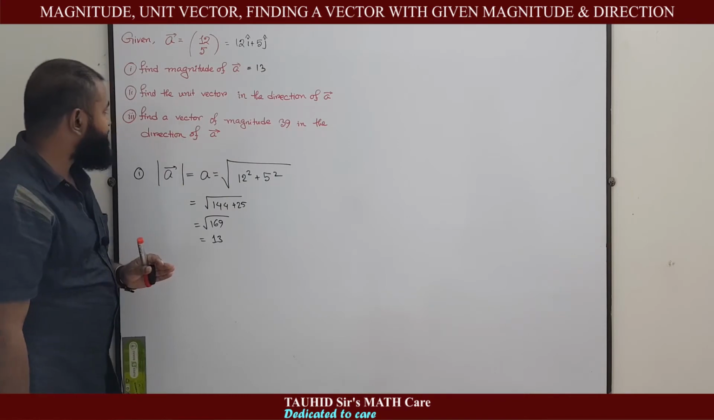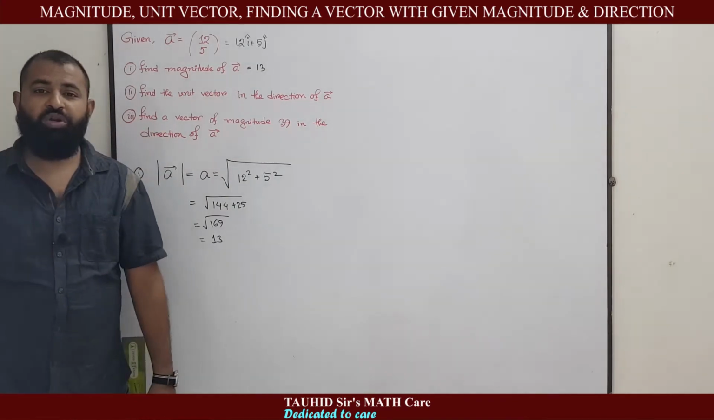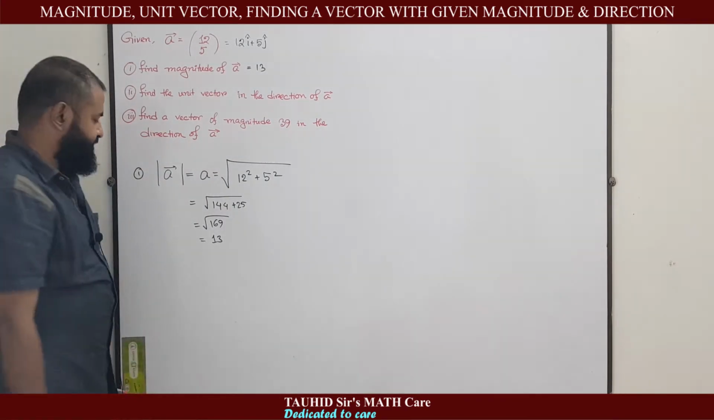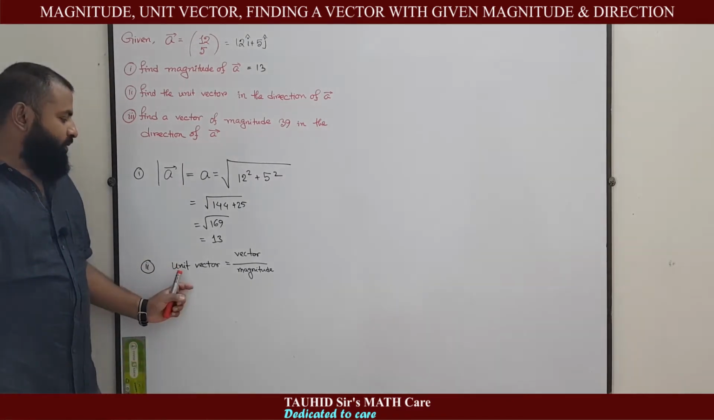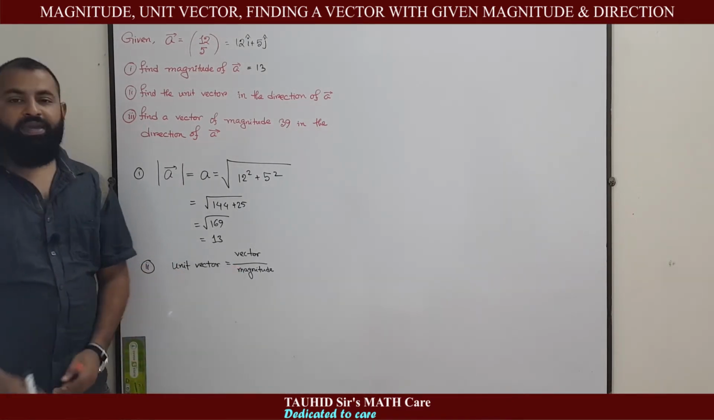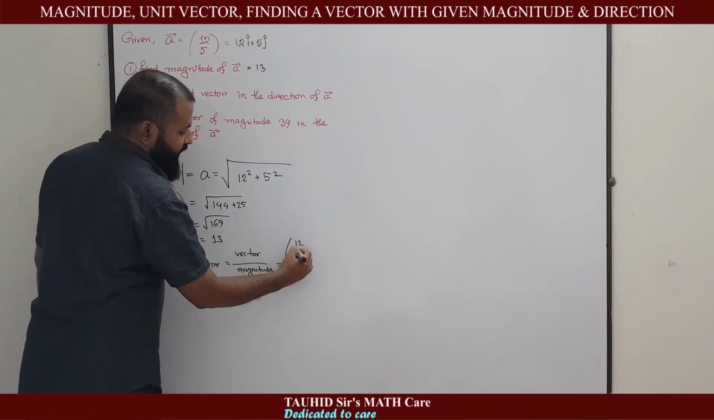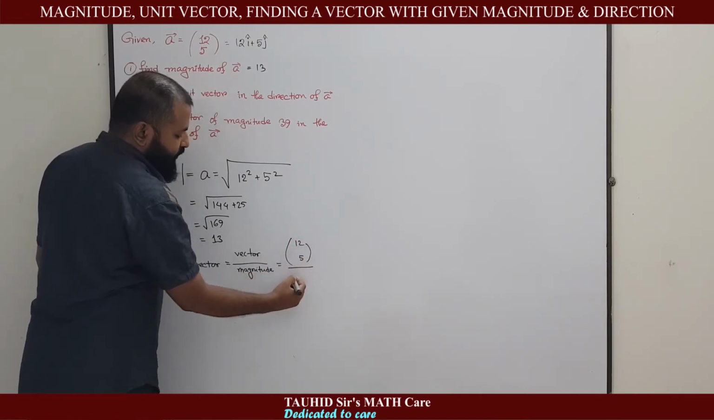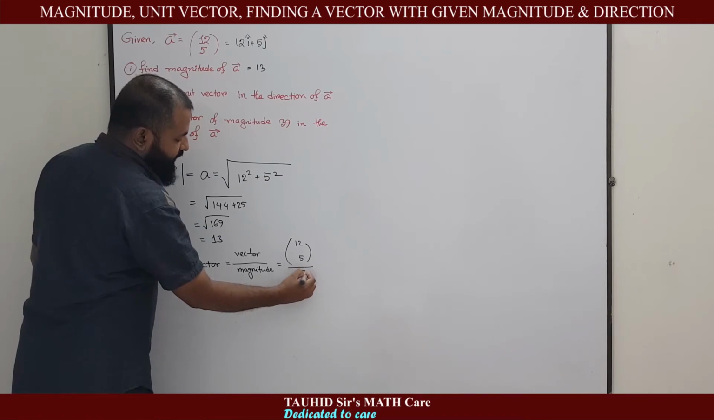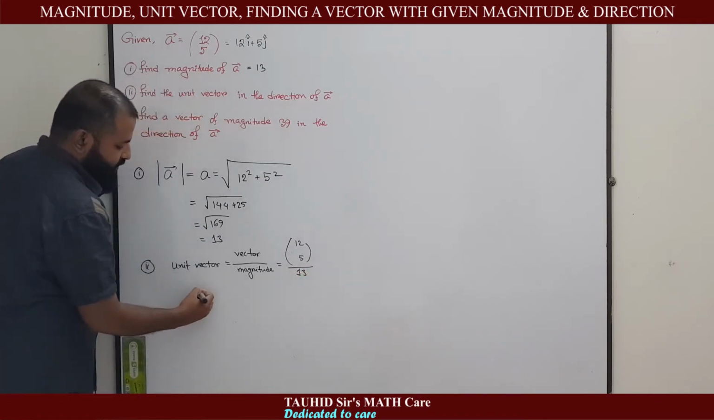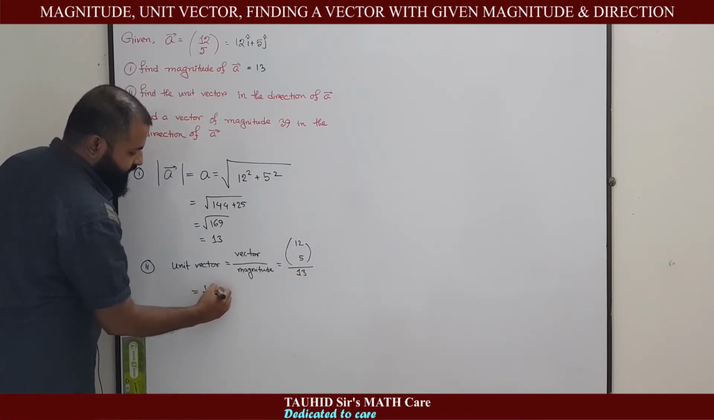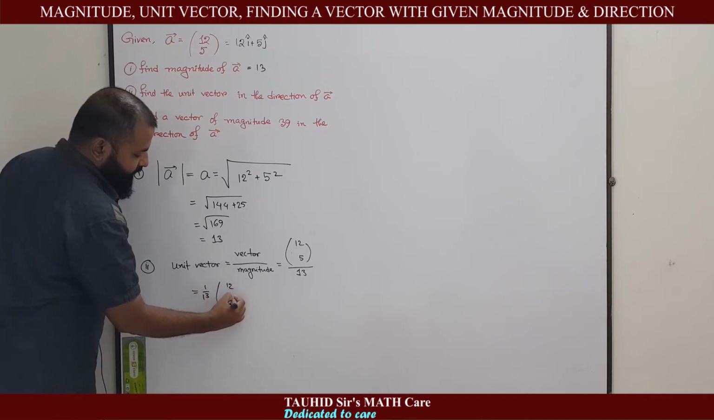The second question: find the unit vector in the direction of A. To find a unit vector, we must divide the vector by its magnitude. Our vector is (12, 5). We will divide this by its magnitude 13, equals, we can write, 1 by 13 times (12, 5).